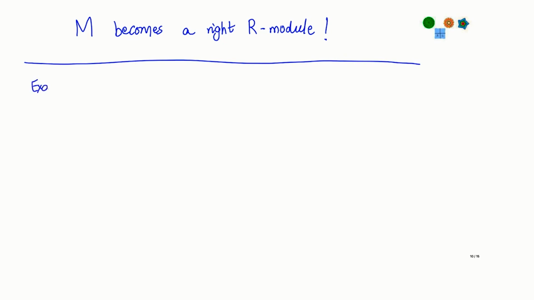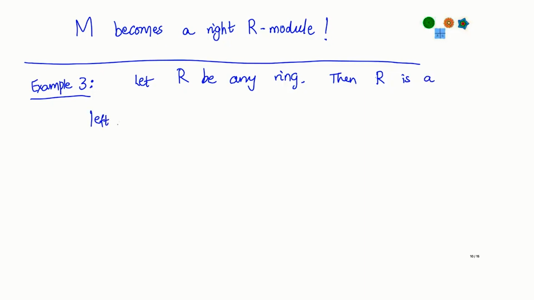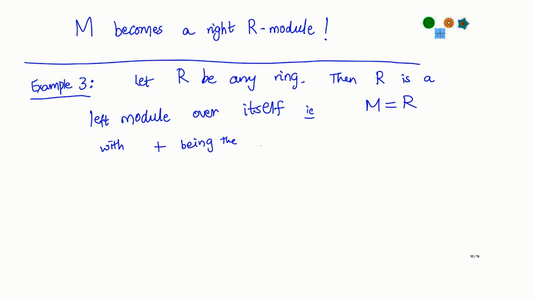Okay, excellent. And my final example for now is a sort of general one. So let R be any ring, then R actually is a left module over itself. So what do I mean? I can take my module to be my ring itself, the underlying set of the ring. What addition do I take? Well, I take the same addition of the ring itself, with plus being the ring addition. So I just think of the ring under addition as an abelian group. Okay, so that's my underlying abelian group of M.